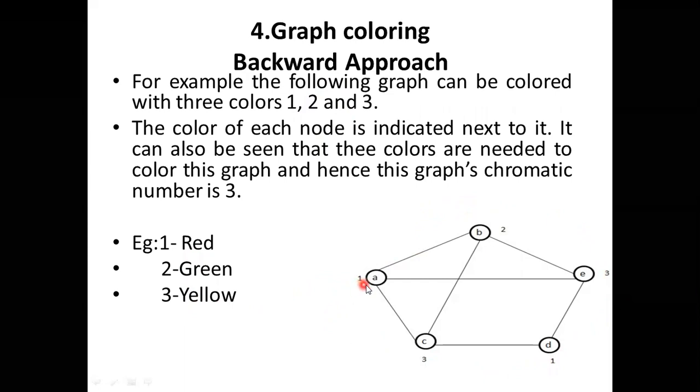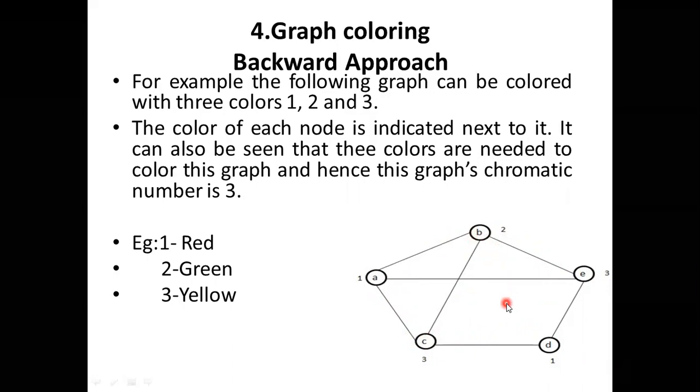See here, first color red I gave to A, second color green I gave to B because red I can't, due to the adjacency. For E, I can't give 1 and 2. That's why I gave the other color 3, yellow. D, I can give red because there is no adjacency here. That's why D I gave as red here. For E, I can't give red as well as green. That's why I gave 3, that is nothing but yellow. Right? This is the way we have to solve.